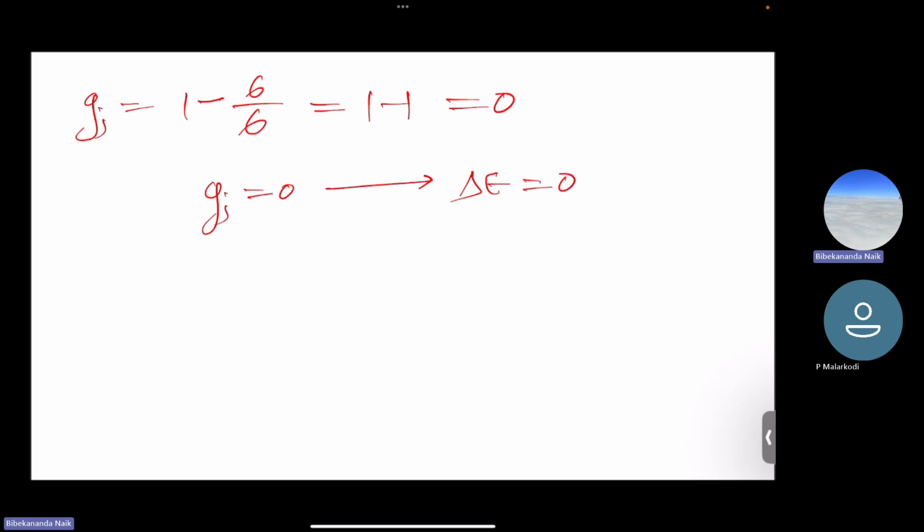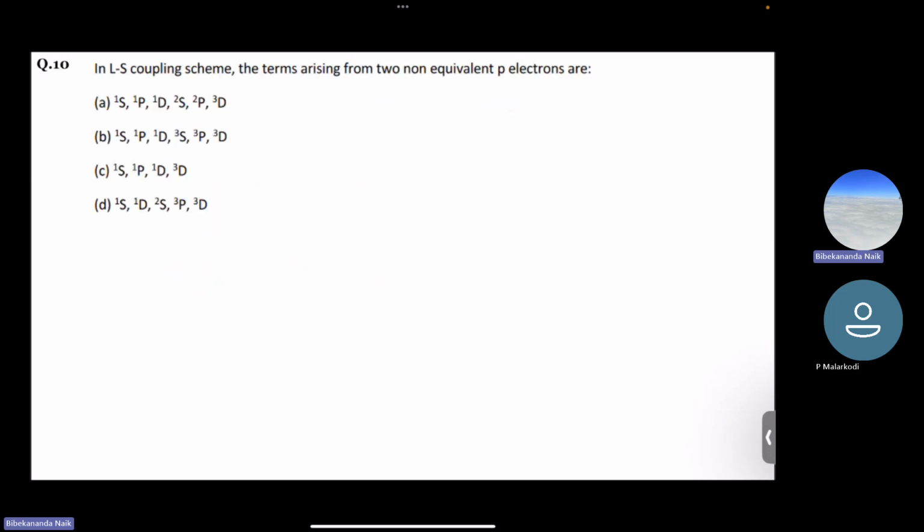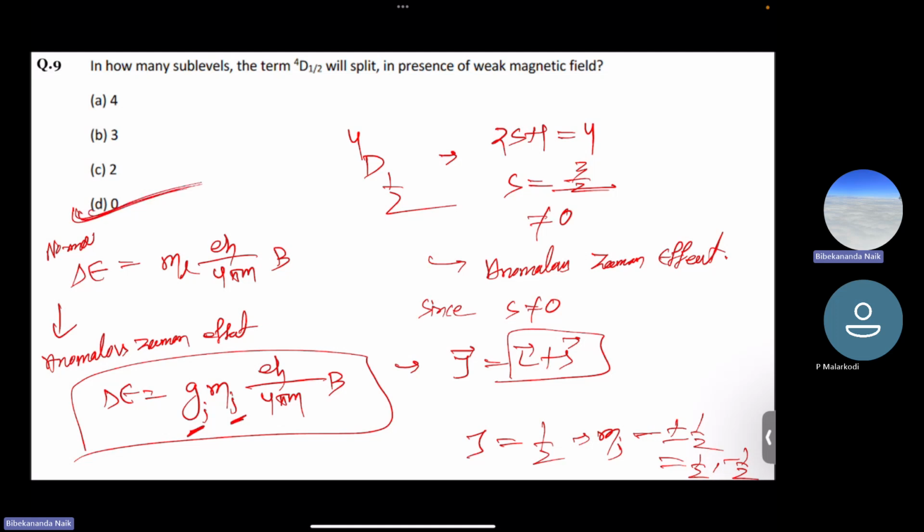So delta E 0 means the level does not split, or the level does not shift in presence of magnetic field, in presence of weak magnetic field, because in this question it is given as weak magnetic field. So why weak? Let's first conclude this question, then we'll discuss why it is given as weak magnetic field. So here it will not split, that means the correct option will be option D, that is 0.